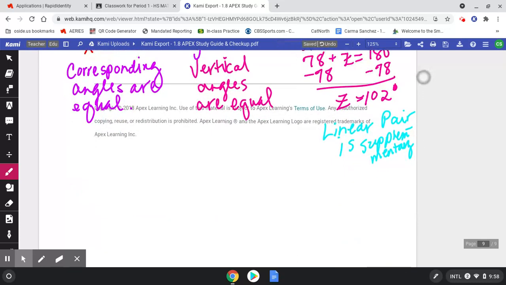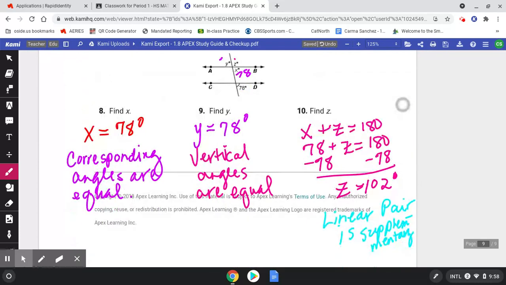Okay, now for real, it's done. How'd you do?